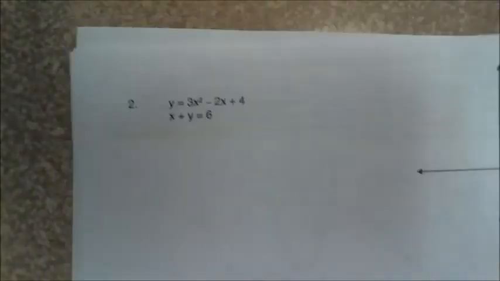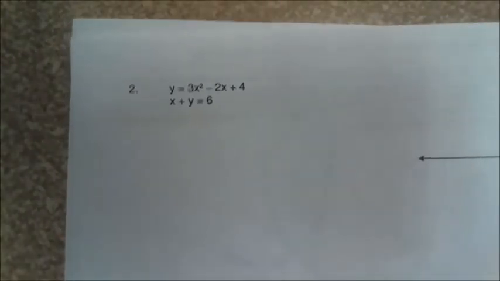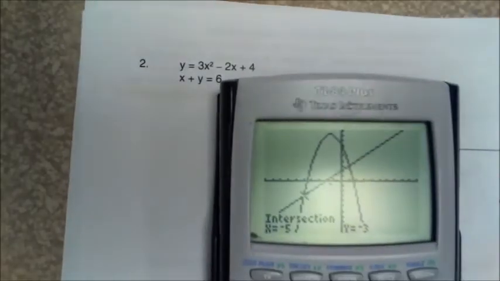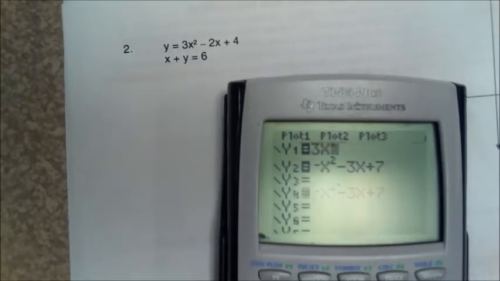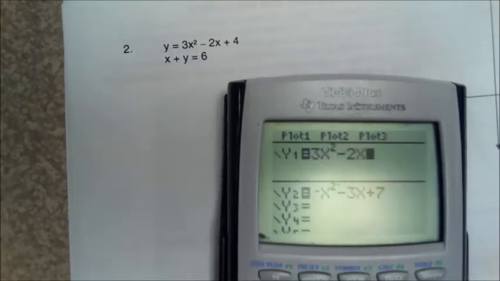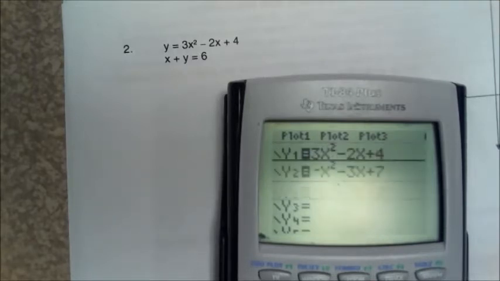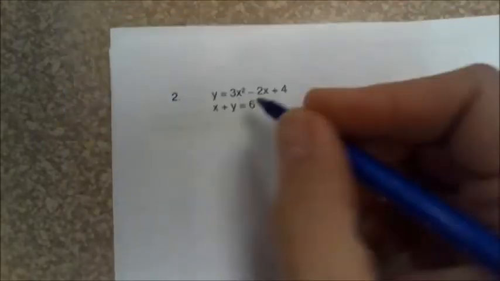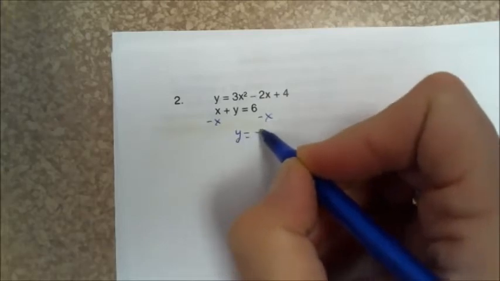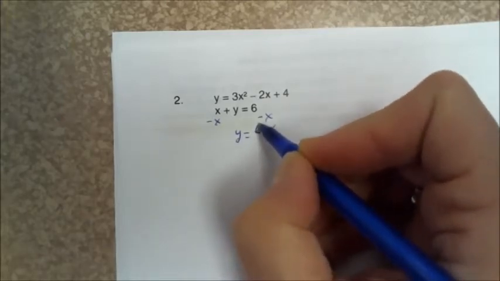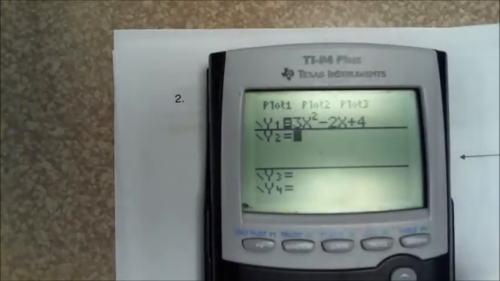Next page. These are similar problems, just the examples are a little bit different. So let's do this graphically first. So plug in y equals 3x squared minus 2x plus 4 into y1. And on this second one, you have to solve this for y. You have to subtract x from each side, so y equals 6 minus x, or -x plus 6. I'll do 6 minus x.